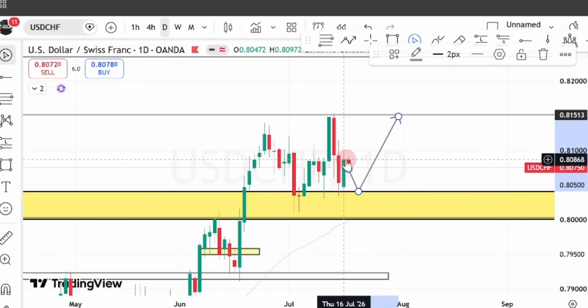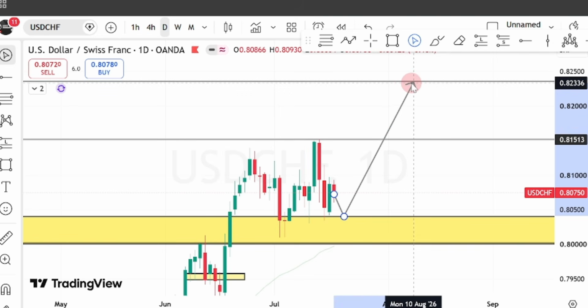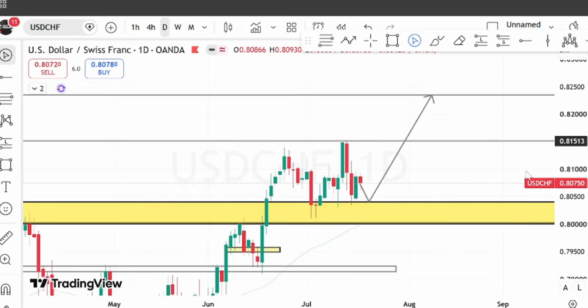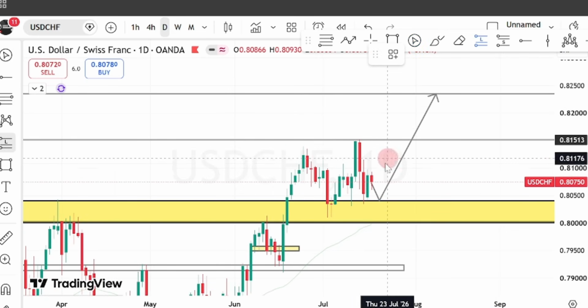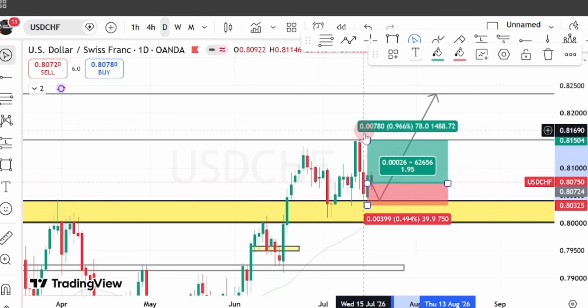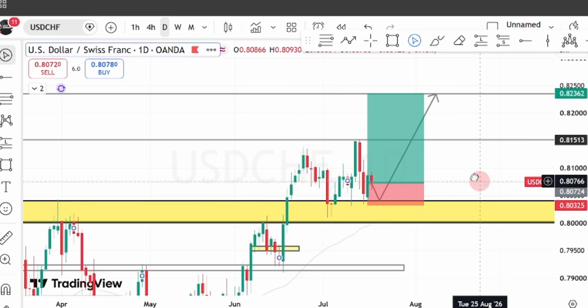We can take price buys from here, and we can target our first level, which is the 0.8046 to the upside, and we can go as far as 0.8233 to the upside. So if this looks good, you can take your buys from here, with stops here, and you can target first level 0.815 and our final level 0.823 to the upside. So we are very much bullish on USDCHF.